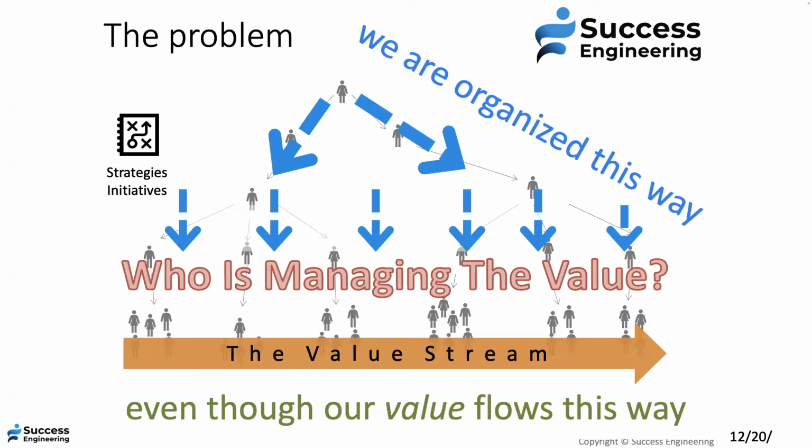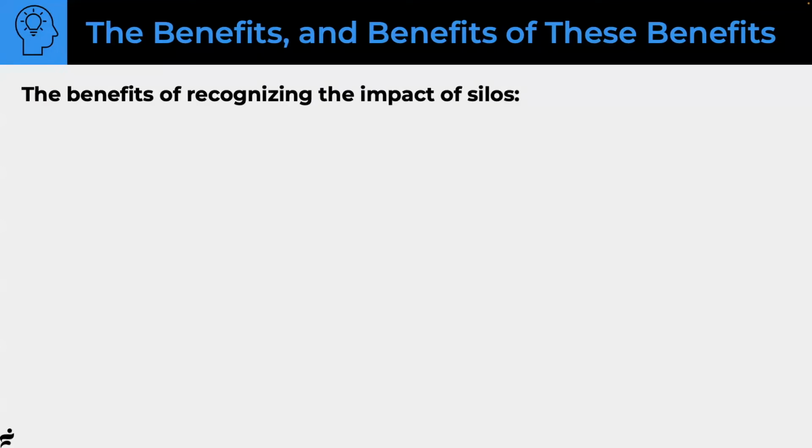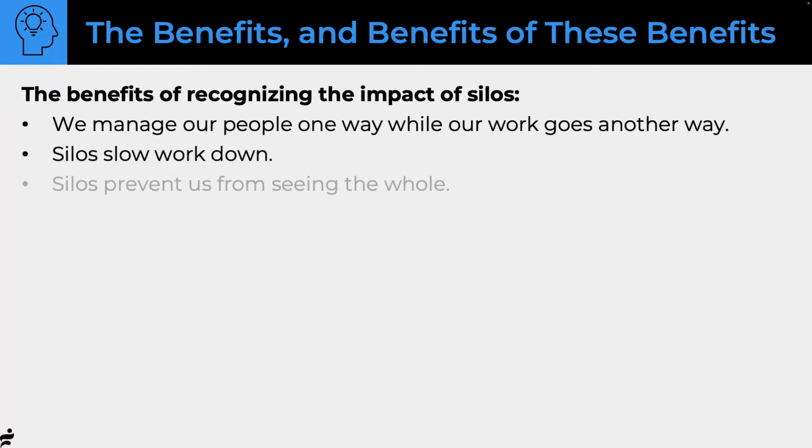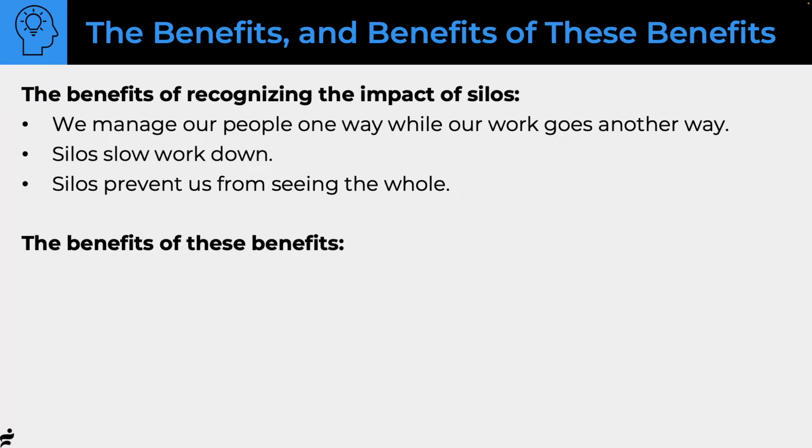So the real problem is we're organized one way, we go another way, and who's managing the value? Usually nobody. So the benefit of recognizing the impact of silos is that silos slow us down. When we recognize this, and then we see all this, we can actually solve this problem of siloing. But we have to see it. If we don't see it, it's going to be a problem.